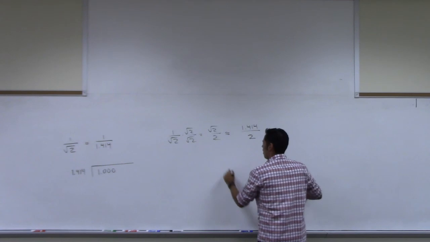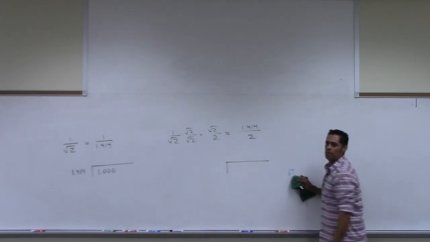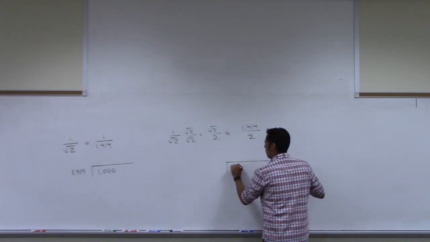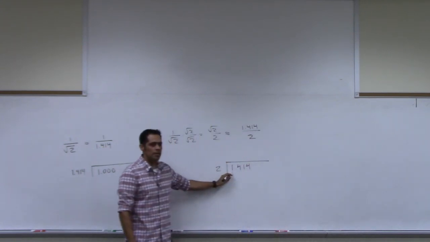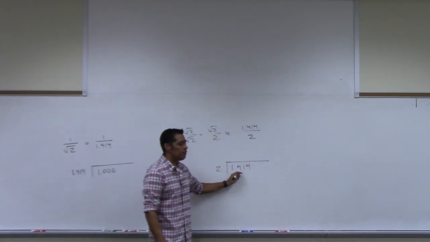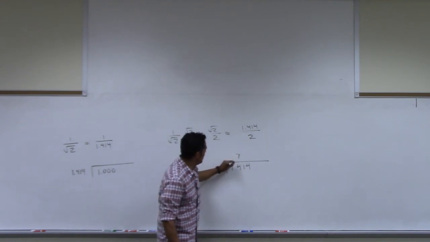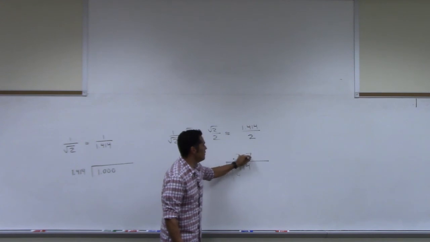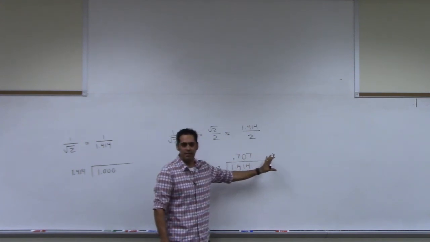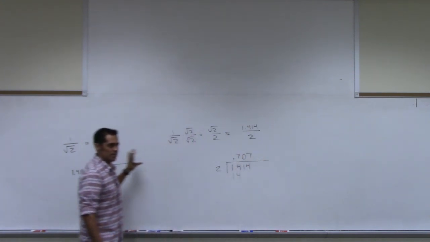Now, check out the longhand division on this one. A lot easier. Look, 1.414 goes in here, 2 goes out here. Does 2 go into 1? No. Does 2 go into 14? Yes, 7. Bring your decimal point up. Then you'd start doing your stuff and you get 0.707. It's much easier to do by hand than this is.